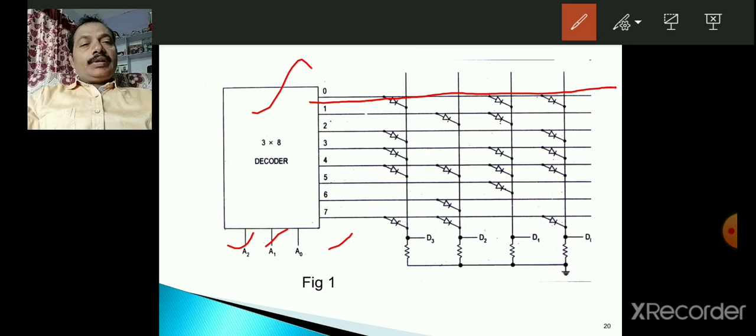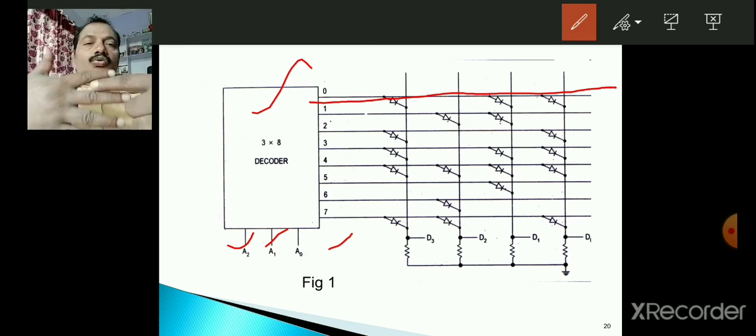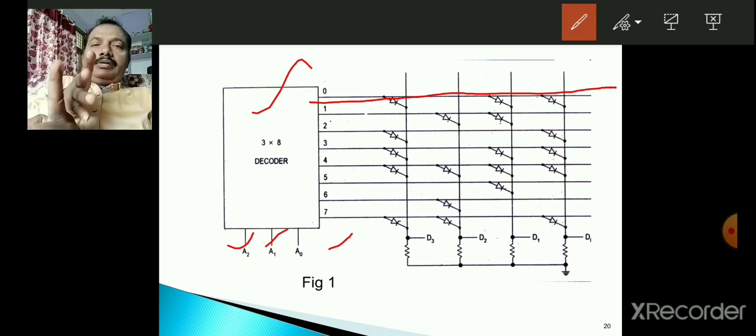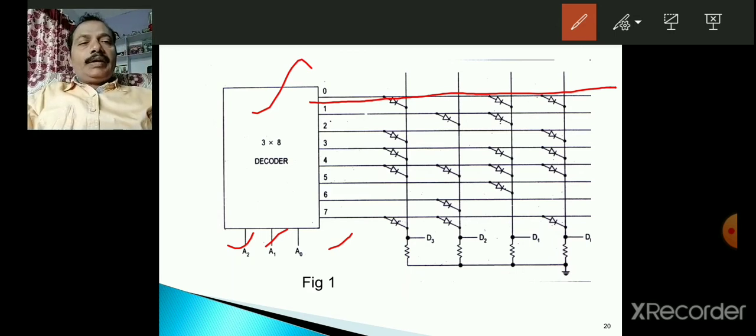That is the thing. So how the connection is made, I want to tell you one important point. For example, these are the rows. So 1, 2, 3, 4 rows are there. And these are the columns. If you see, there is no connection between row and column. These are the rows. There is no connection between row and column, but there is a diode connected between row and column, like this.